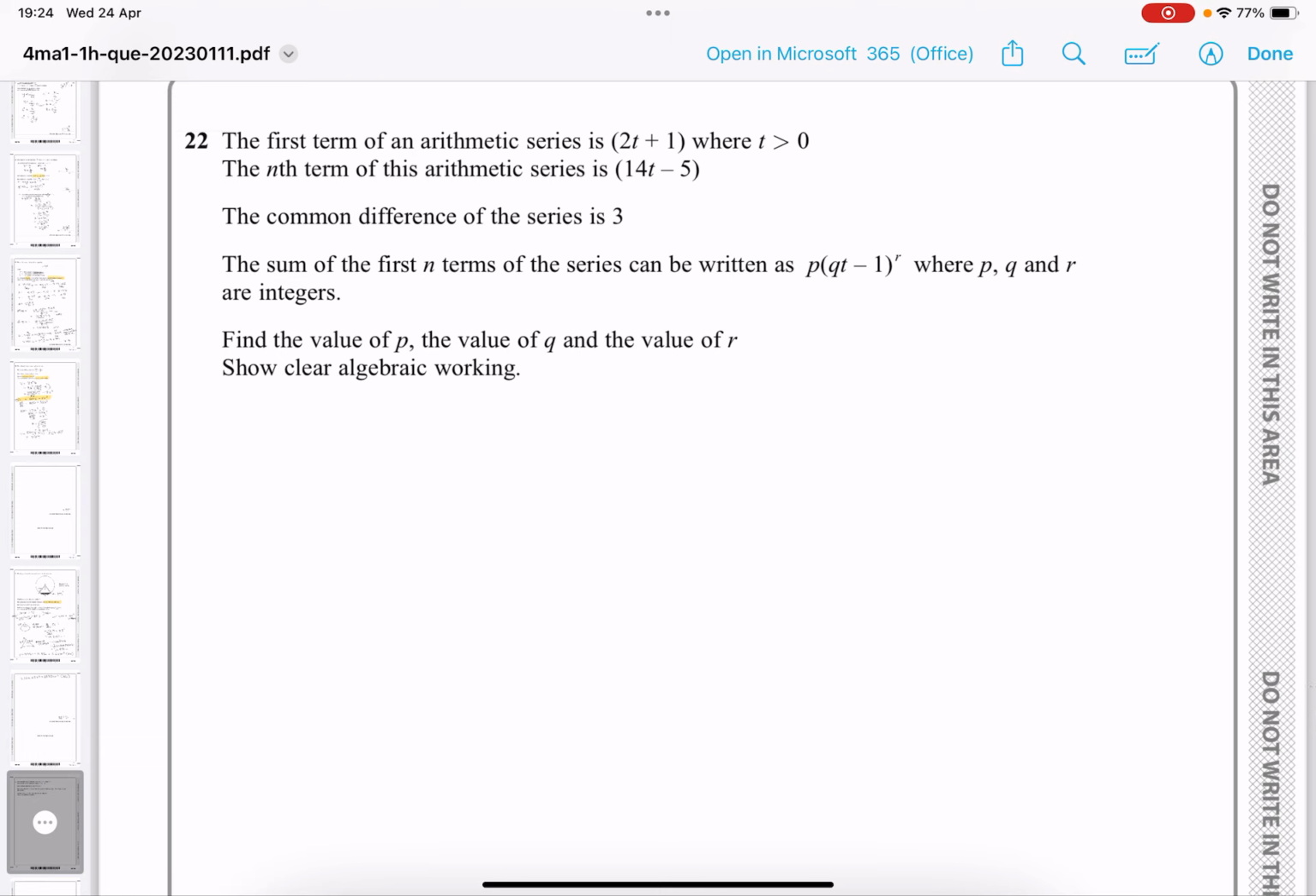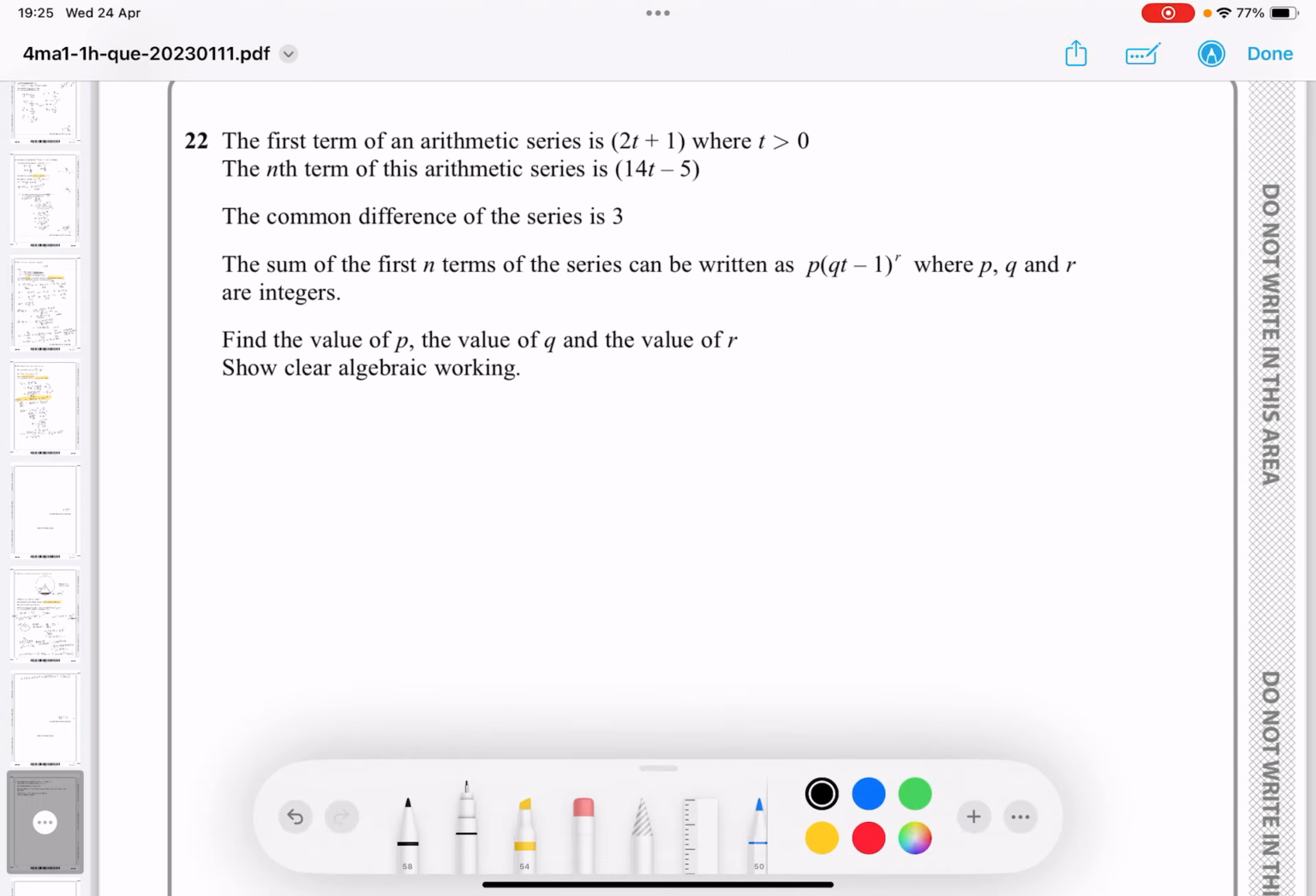Next question. The first term of an arithmetic series is 2t plus 1, where t is greater than 0. The nth term of this arithmetic series is 14t minus 5. The common difference is 3. The sum of the first n terms can be written in this format, where p, q, and r are integers. Find the values of p, q, and r. Show clear algebraic working. Okay.